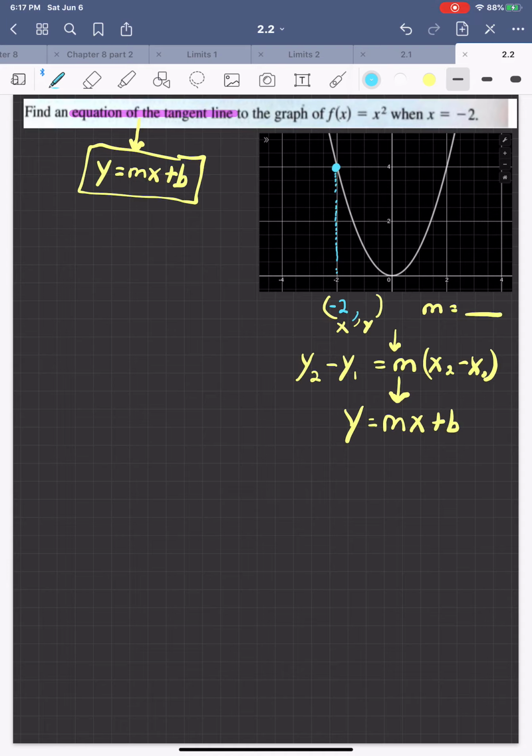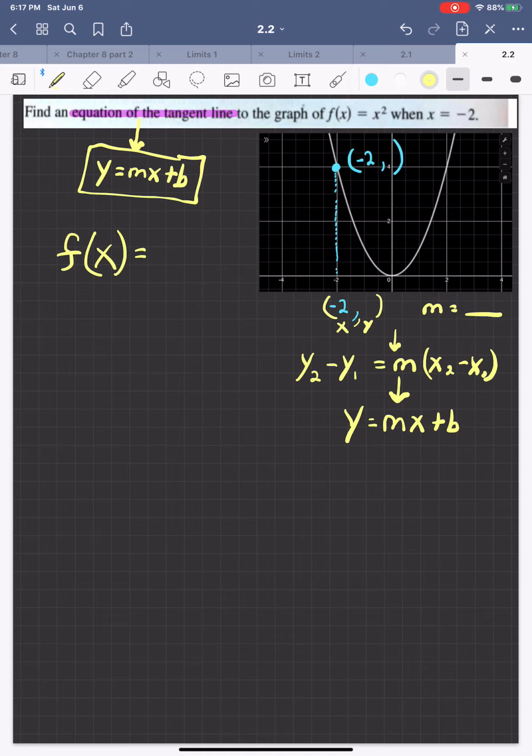So all that I know is the x value. Here's the point that's of interest, and I know the x value of this point. I don't know the y value yet. Now, if I want a slope, then hopefully you're thinking, oh, wait a minute, I'm definitely going to have to take a derivative if I'm going to need a slope.